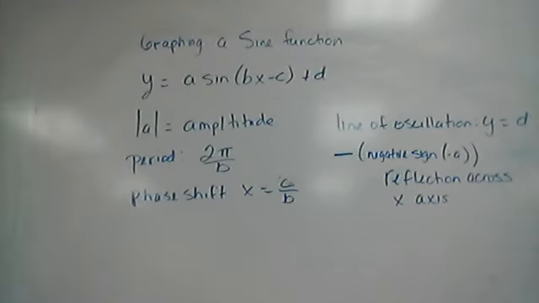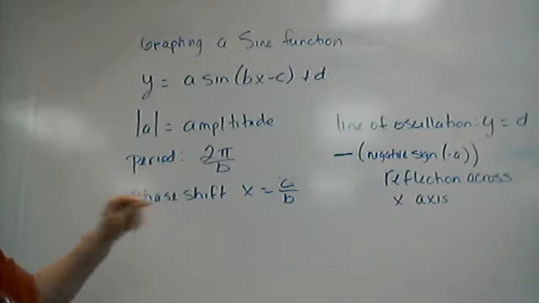Alright guys, I'm just going to real quickly go over graphing a sine function. So the function is y equals a sine of (bx minus c) plus d. The absolute value of a is our amplitude, our height. The period is 2 pi over b.